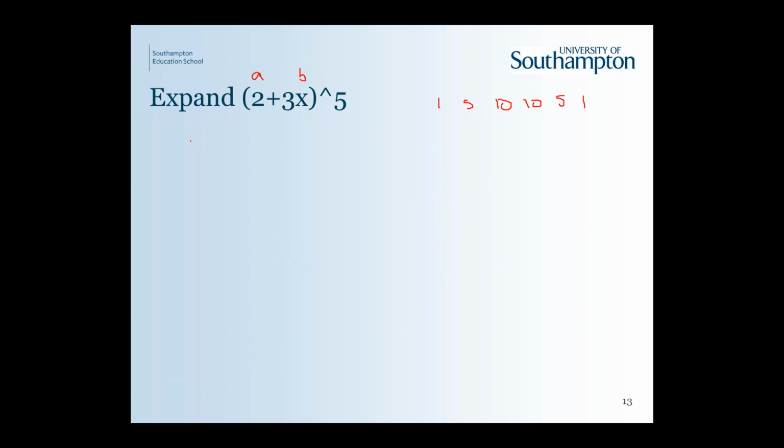So what that means is a to the power of 5, and then leave a gap, and you'll have a to the power of 4, a to the power of 3, because these basically go down, a to the power of 2, a to the power of 1, and a to the power of 0. Meanwhile, that's what's happening with our a's.